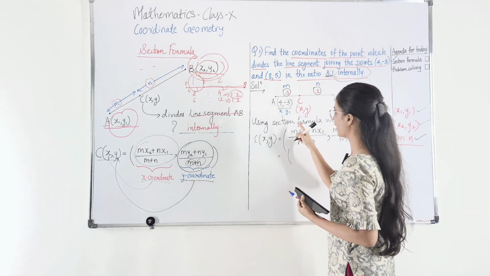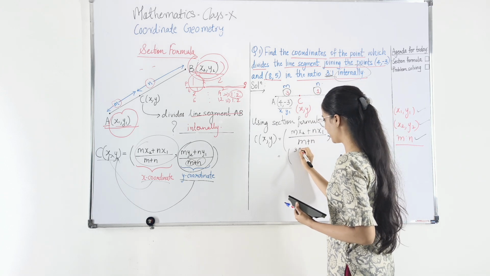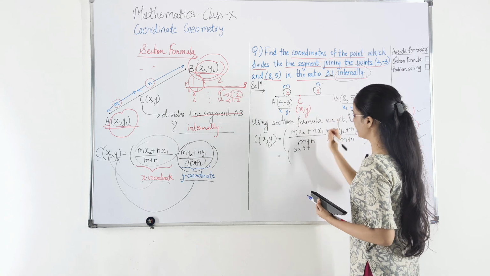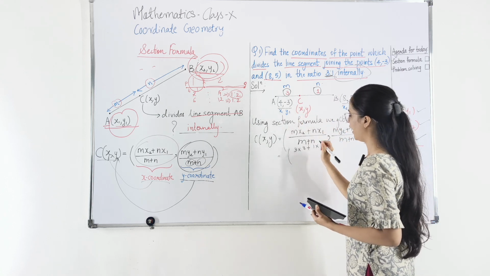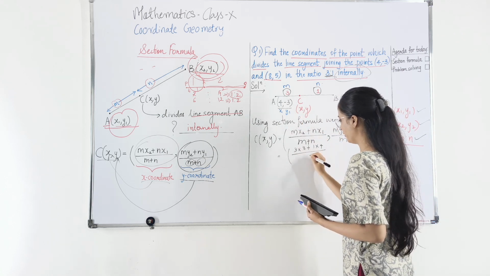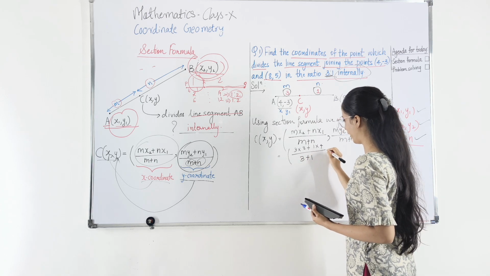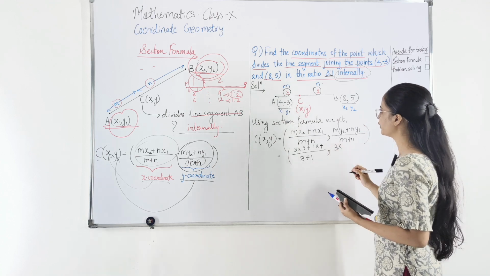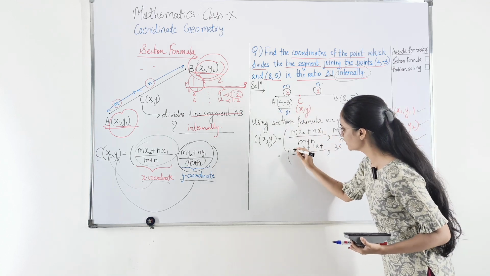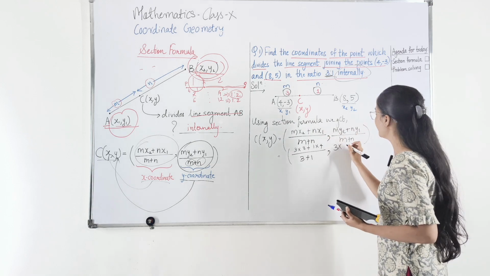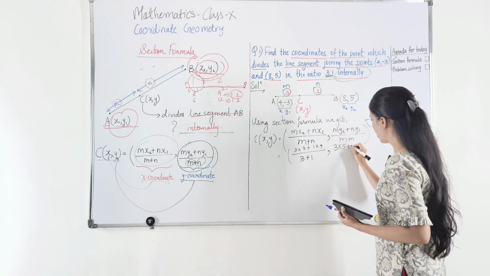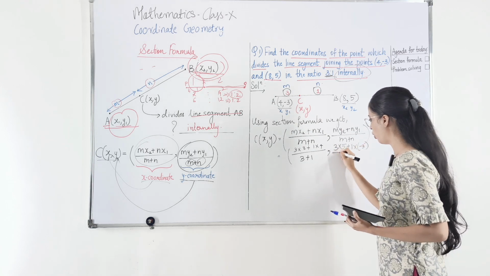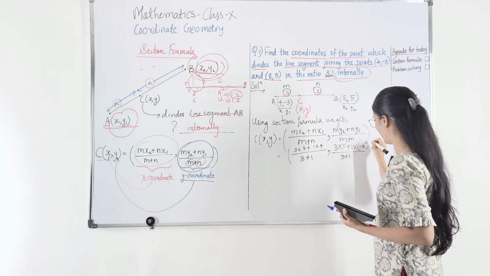So the value for m in this case is 3. 3 multiplied by x2 is 8 plus n is 1 multiplied by x1 is 4 upon 3 plus 1, comma, again 3 multiplied by y2 is, I'm so sorry, y2 is 5 plus 1 multiplied by y1 is minus 3, the whole upon 3 plus 1.